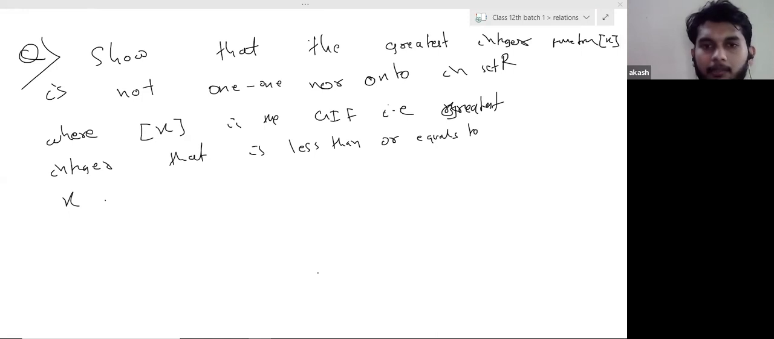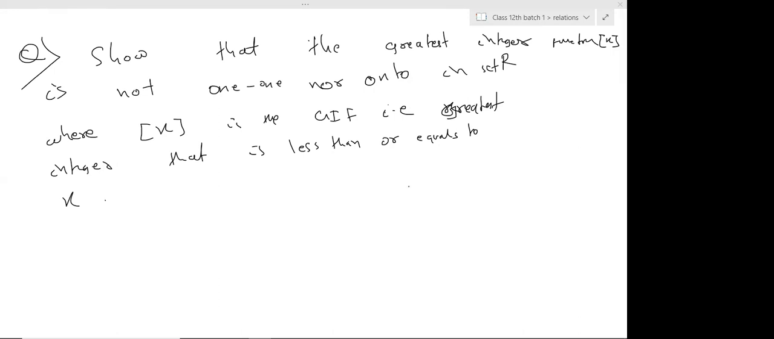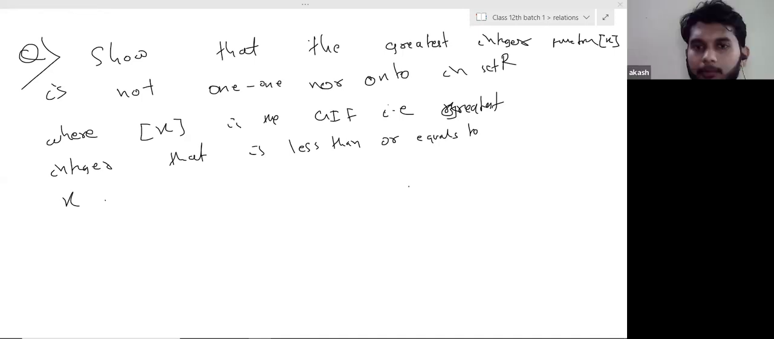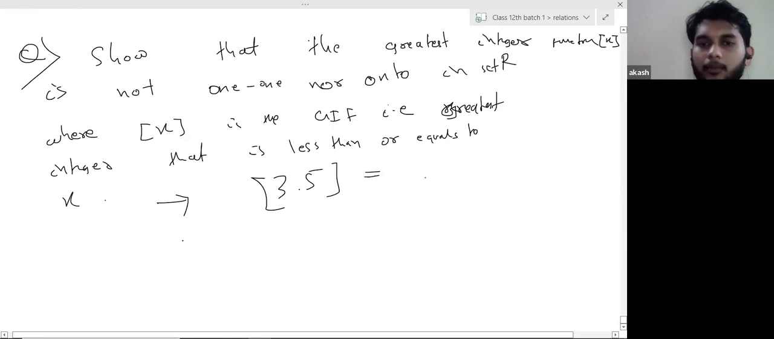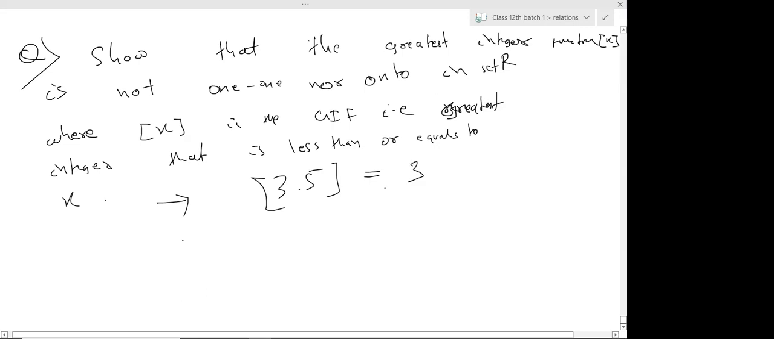Everyone knows what greatest integer function is, yes or no? Ishan, Ronaldo, Said. Ishan, do you know what this is? Ronaldo? See, greatest integer function is nothing but, if I put 3.5 in greatest integer function, what will be the answer here, Ronaldo? So 3. Absolutely right.